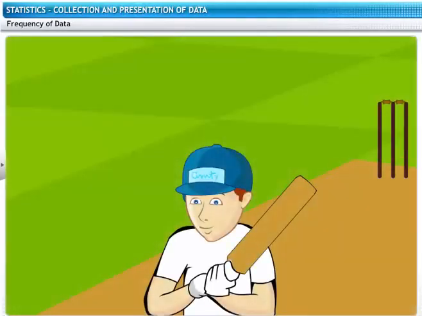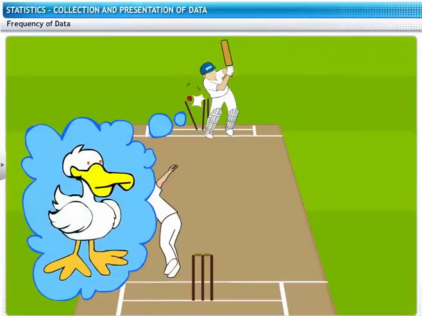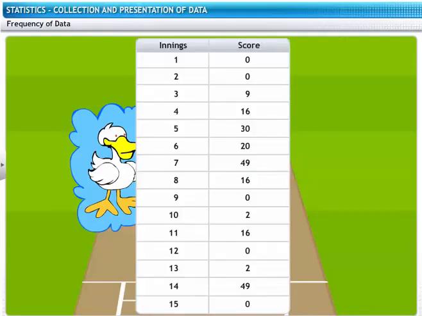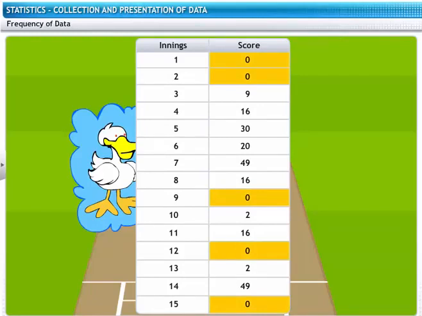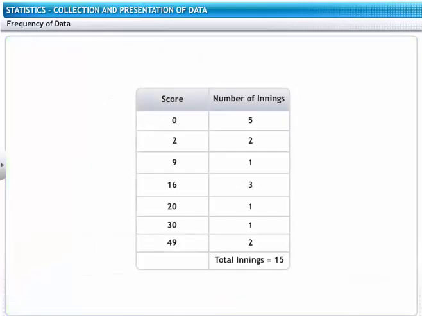Meet Mr. Pinch Hitter. Sadly, he's not in the best of forms this season. Here he goes again for a duck. Have a look at his scores in the last 15 innings. Can you immediately notice how many ducks he scored? Let us see if there is a better way to present this data. Now, on arranging the given data in a tabular form, it's clear. Mr. Pinch Hitter was out for 0 5 times in the last 15 innings. He got out after scoring 2 runs in 2 innings, 9 in 1 innings, and so on.